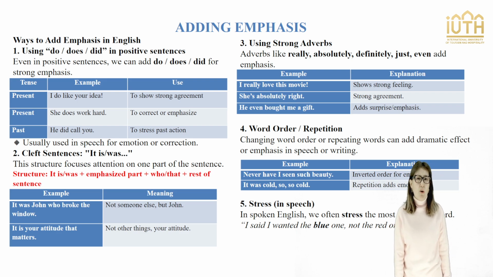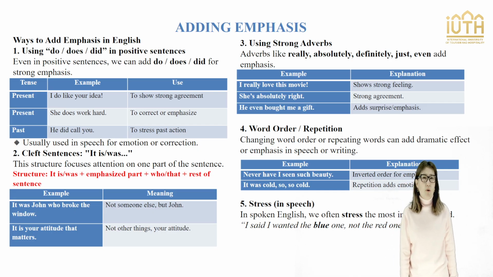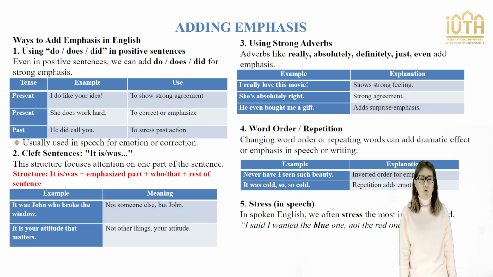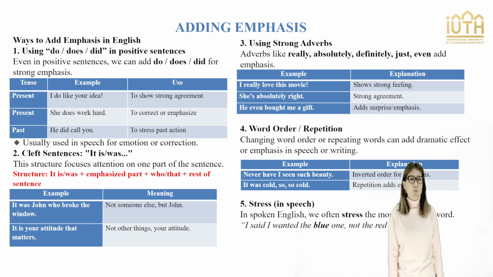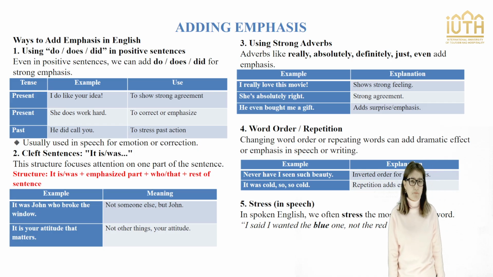Fourth, word order and repetition. Changing word order or repeating words can add dramatic effect or emphasis in speech or writing. Example: never have I seen such beauty. It was cold, so cold. Fifth, stress. In spoken English, we often stress the most important words. I said I wanted the blue one, not the red one.